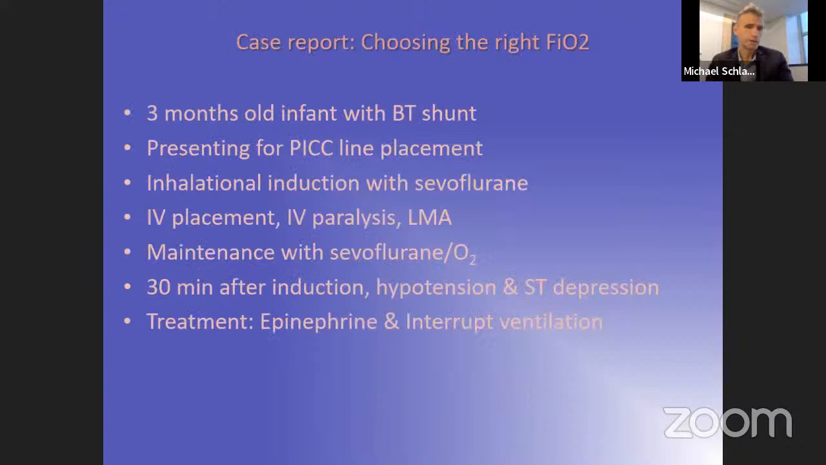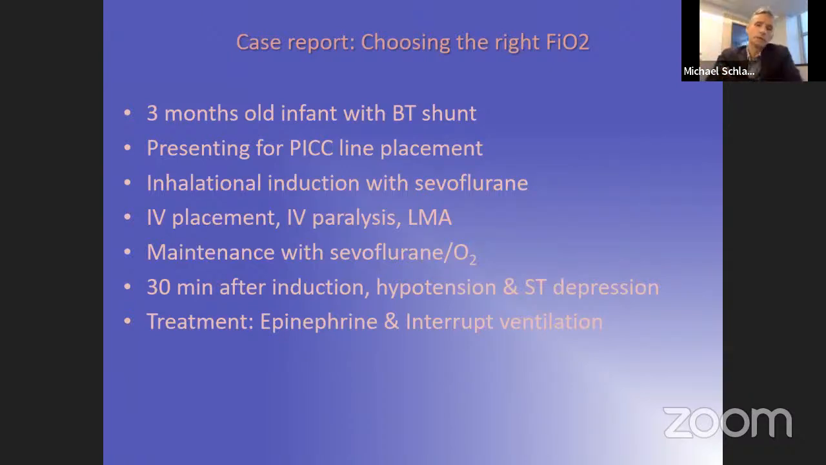Next slide, please. Yes, so this is a case that I did a few years ago where I made a mistake that almost led to a bad outcome for that patient. This was a 3-month-old infant with a BT shunt that presented for PICC line placement to the IR suite. I induced inhalational anesthesia with sevoflurane, placed an IV, paralyzed the kid, and then placed an LMA, expecting it would be a short case. I maintained anesthesia with sevoflurane and oxygen.